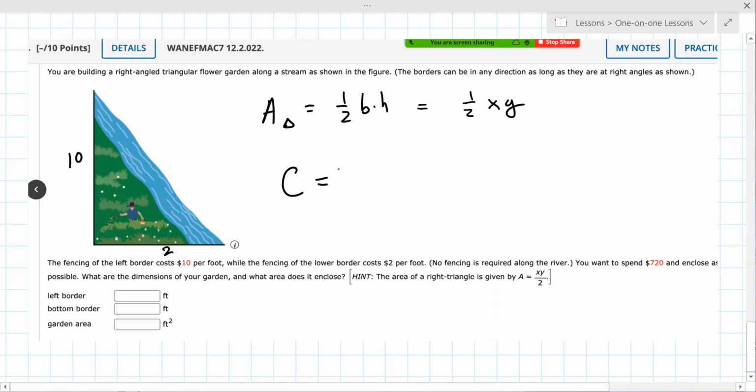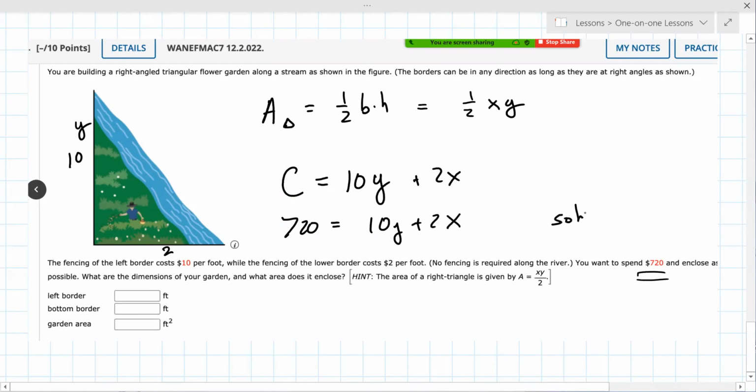The cost is 10X. I'm sorry, 10Y, because Y goes vertical. 10Y, this is Y up here, plus 2X. And you want to spend no more than 720. So that's 720 equals 10Y plus 2X. And most commonly here, you solve for Y.